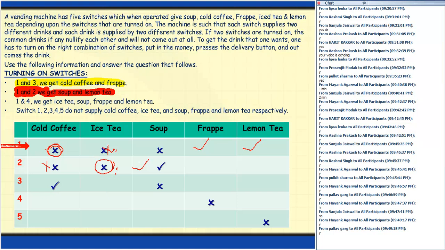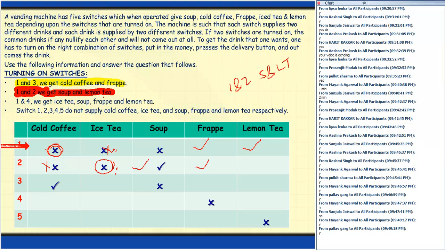Okay. Now another thing which you look at from here, frappe and here. 1 and 2 we should get soup and lemon tea only. Now from 1 you are getting a frappe. If you look at here, from 1 you are getting a frappe. So 2 से भी frappe आना चाहिए. Why? Because with the combination of 1 and 2 you should get only soup and lemon tea.